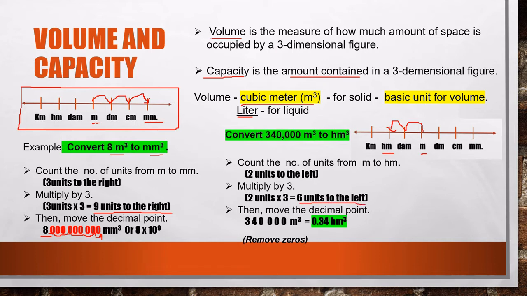So write the given 340,000. Then since it is a whole number, the decimal point is on the right side. Move the decimal point 6 units to the left. So 1, 2, 3, 4, 5, 6. Okay? So, remove the zeros. Therefore, your answer is 0.34 cubic hectometer. Okay?